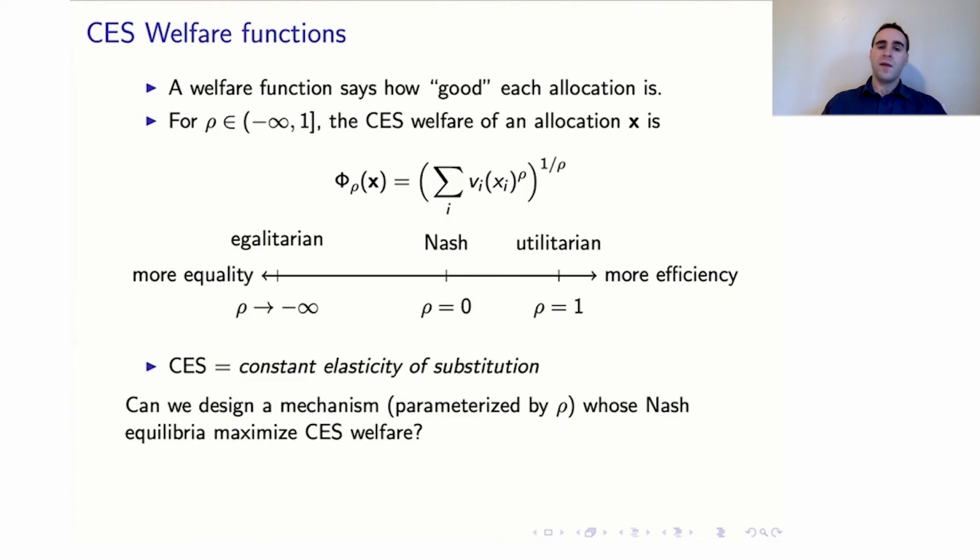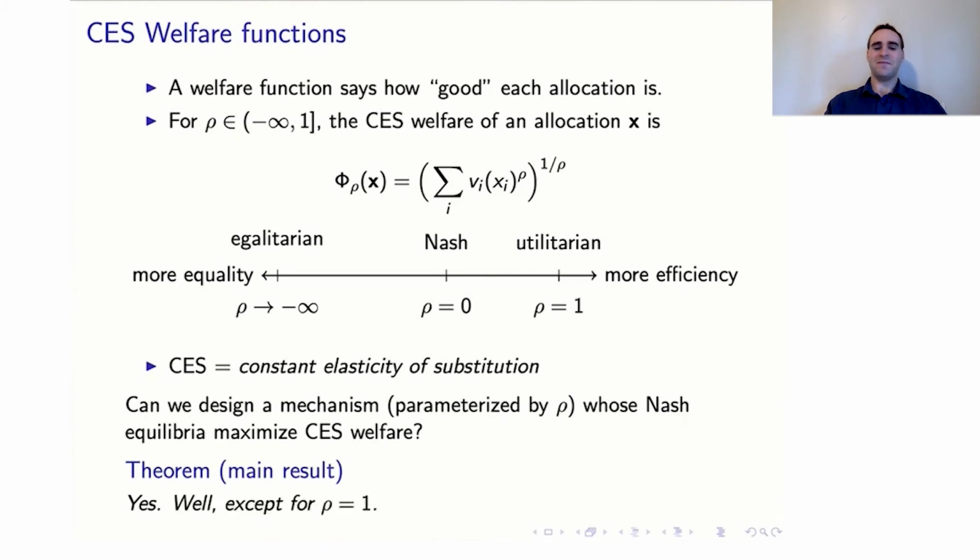So the question that we set out to address in this paper, and we're going to talk about in this talk, is can we design a mechanism, parameterized by rho, whose Nash equilibria will maximize CES welfare with respect to that same value of rho? And it turns out the answer is yes. Maybe you guessed that already based on the title of the talk. The caveat is it doesn't work for rho equals 1, and we'll see why that is. That's actually one of the main open questions that we leave: can you design a mechanism whose Nash equilibria maximize utilitarian welfare?